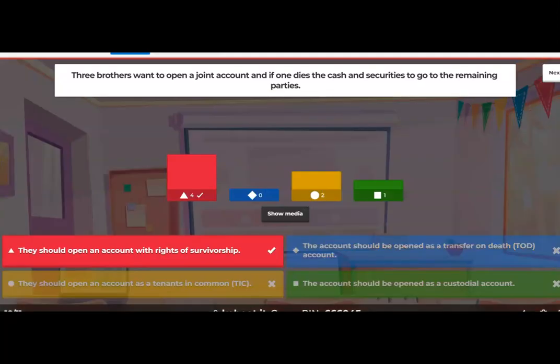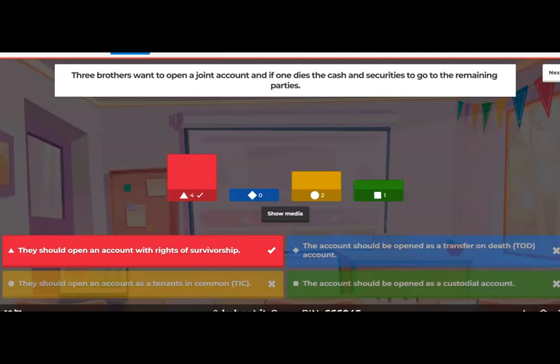Very good. Yes, rights of survivorship. Exactly. The three brothers want to open a joint account. And by the way, joint accounts can have any number of people on them. They don't have to be two people only. And if they want to make sure that if one person dies, it goes to the survivors automatically, that's a rights of survivorship account. In fact, rights of survivorship is so strong, it supersedes a will. That's how strong that is. They wouldn't open it as a transfer on death or TOD because then it'll be one brother who owns it, and he just names the other brother or brothers as a beneficiary.